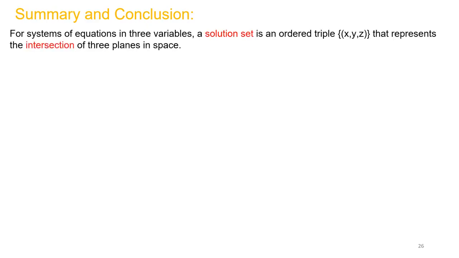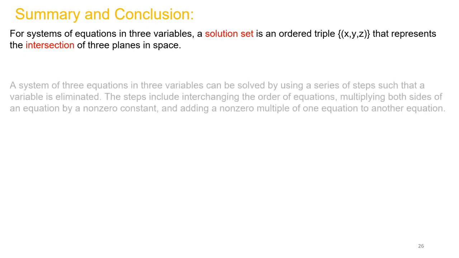So for our summary and conclusion, we have the following. For systems of equations in three variables, a solution set is an ordered triple x, y, z that represents the intersection of three planes in space. A system of three equations in three variables can be solved by using a series of steps such that a variable is eliminated. The steps include interchanging the order of equations, multiplying both sides of an equation by a non-zero constant, and adding a non-zero multiple of one equation to another equation.